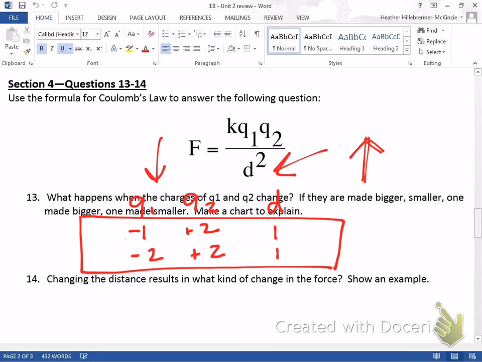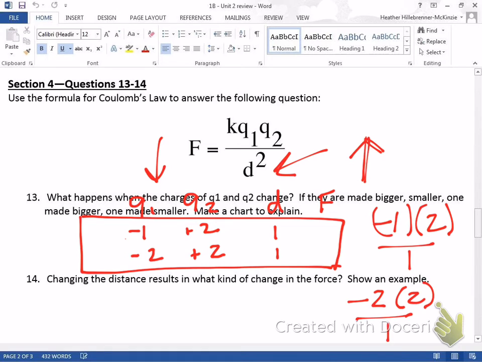What would happen? What would my force be? I'm telling you to ignore K right now because it's constant. What would we see happen to our force? What numbers do you get? So you're taking -1 times 2, and we're dividing that by 1. Okay? You get a number. And then in your second example, you've got -2 times 2, and we're dividing that by 1. And you guys can already see what happens there.